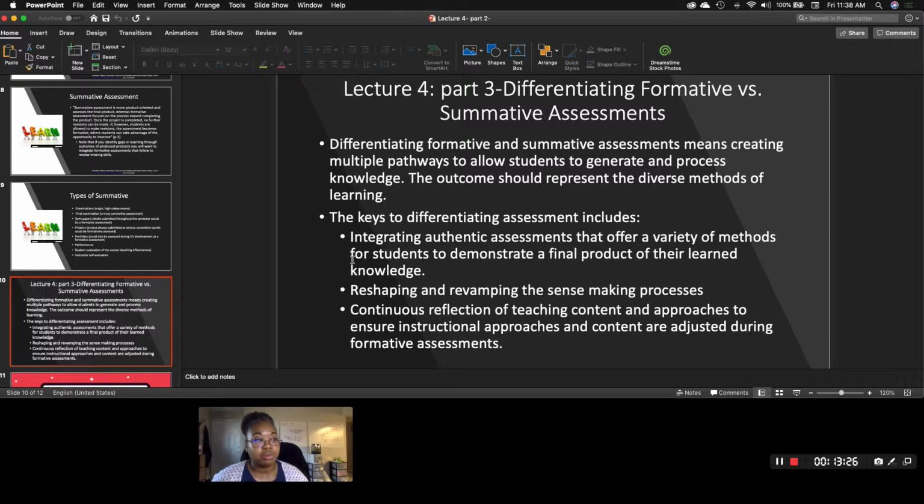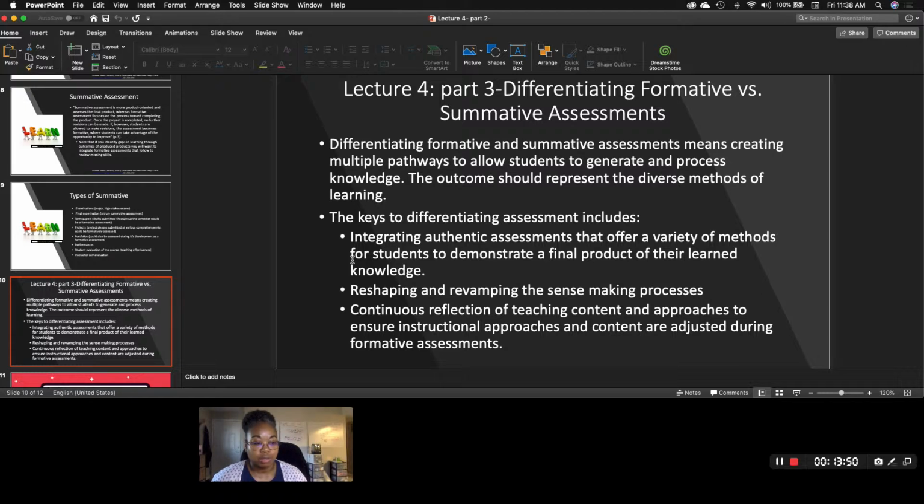The outcome should represent the diverse methods of learning. So for example, if you're allowing students to participate in stations, maybe the outcome or the product would be a choice board where they produce their selected project. The keys to differentiating assessment include integrating authentic assessments that offer a variety of methods for students to demonstrate a final product of their learned knowledge.